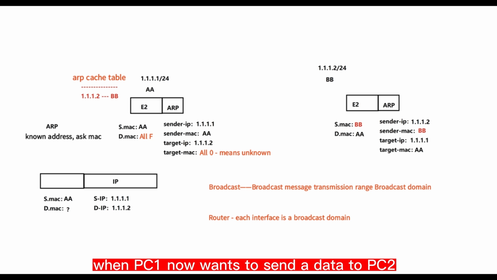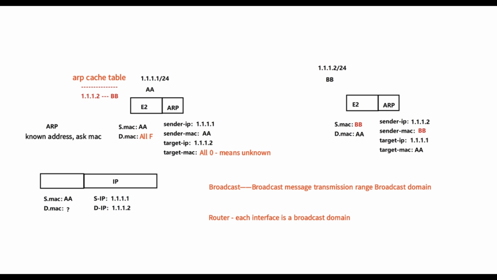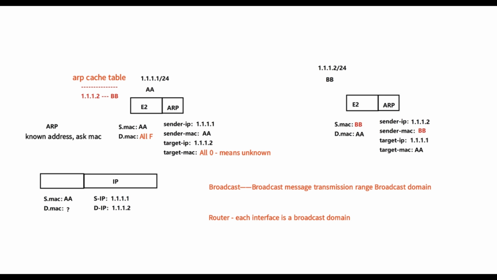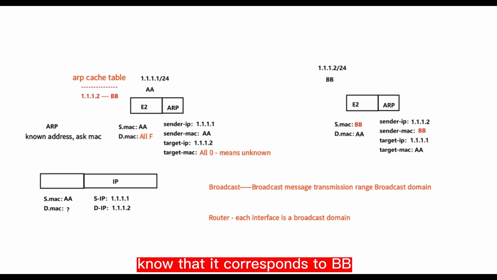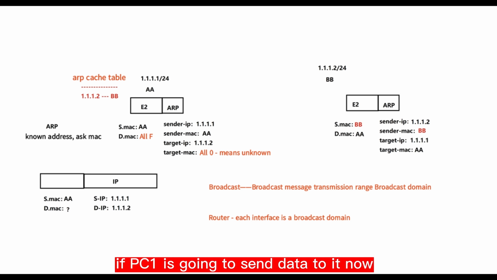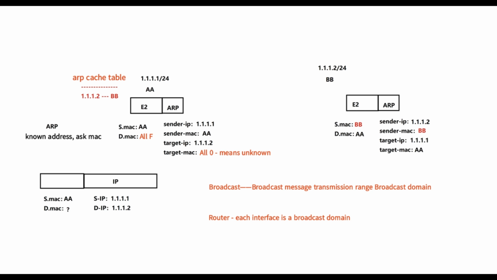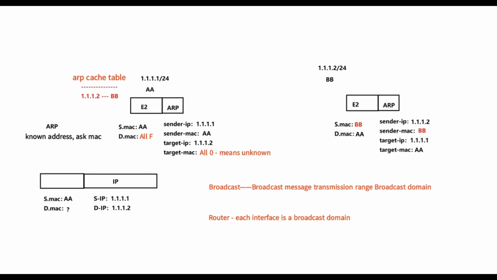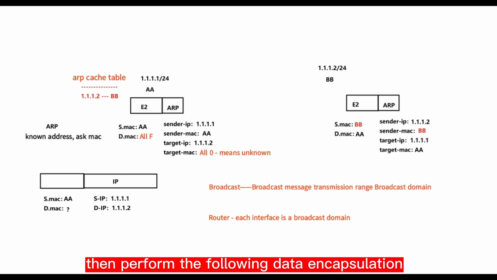When PC1 wants to send data to PC2, PC1 checks whether there is such a cache entry in the ARP cache. If PC1 wants to send data to 1.1.1.2 and knows that it corresponds to BB, PC1 starts packaging directly. If PC1 looks at its table and there is no such entry, it sends an ARP packet to request. After the request, there is this entry locally, and then it performs the data encapsulation.